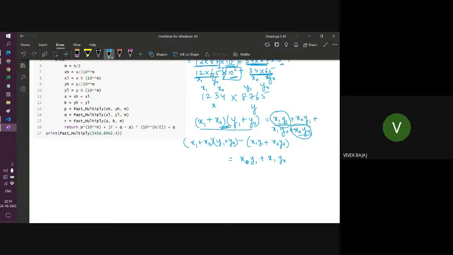But we are ignoring the 10 to the powers. I mean, it is not related to this at all. I'm just trying to simplify this. I'll come to that now.